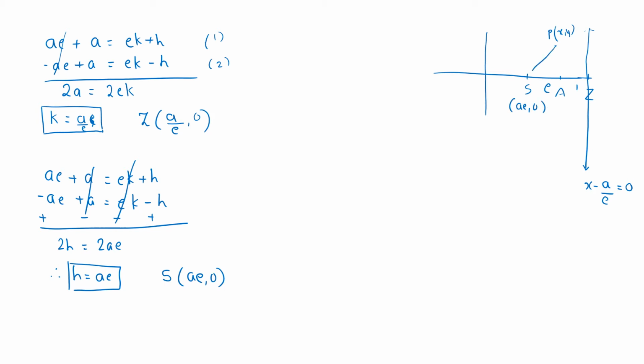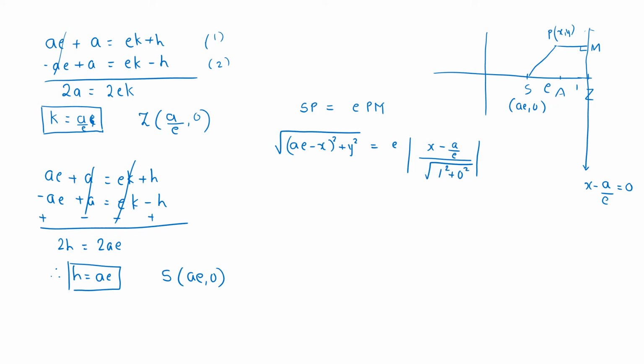So I'll find what is sp and what is perpendicular distance pm. क्या फाइंड करूंगा मैं? sp और pm. और मुझे मालूम है डेफिनेशन से sp is equal to e pm आएगा. तो sp कितना आएगा? I'll apply distance formula, that is ae minus x the whole square plus y square. pm क्या आएगा? perpendicular distance. You know how to find perpendicular distance. ये आएगा square root of 1 square plus 0 square, that is a square e square minus 2aex plus y square is equal to e.